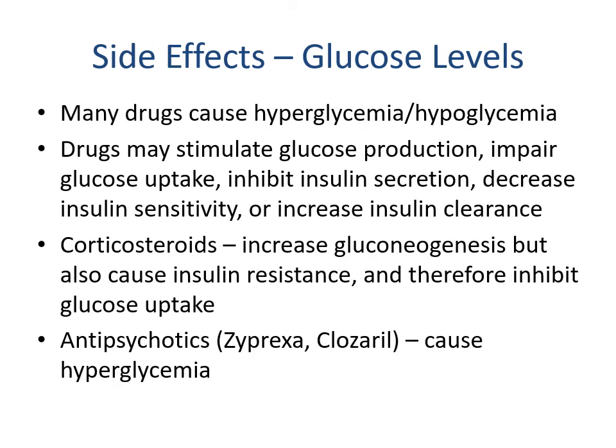Looking at glucose levels, we've alluded to this previously, but many drugs can cause hyperglycemia or hypoglycemia. So drugs may stimulate glucose production, impair glucose uptake, inhibit insulin secretion, decrease insulin sensitivity, or increase insulin clearance. Corticosteroids increase gluconeogenesis, but also cause insulin resistance and therefore inhibit glucose uptake. And the antipsychotics, for example, Zyprexa and Clozaril, may cause hyperglycemia.